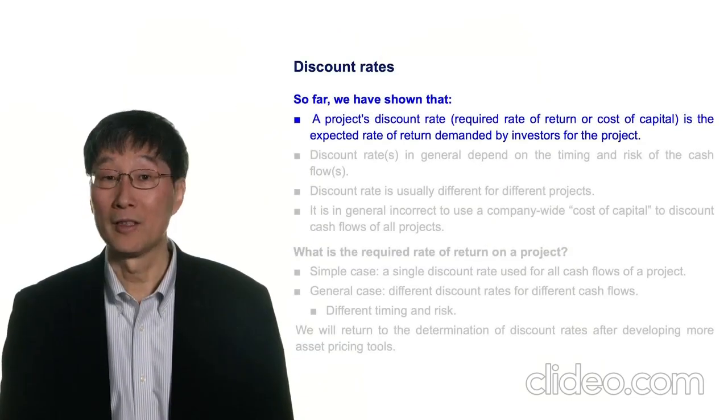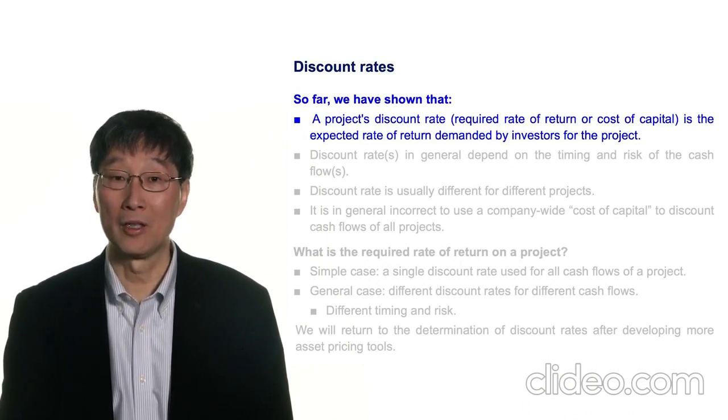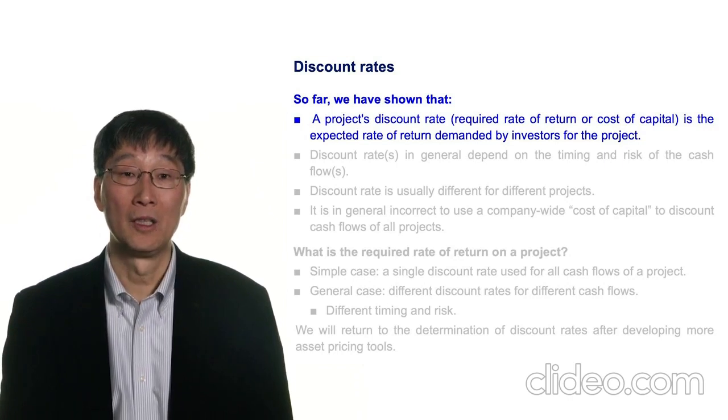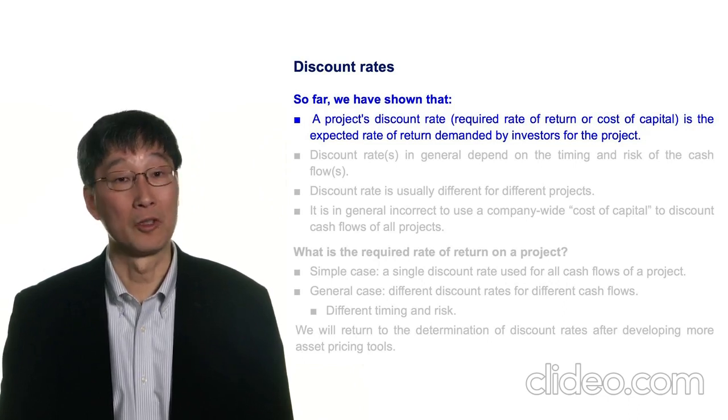Given a project's cash flow forecasts, all we need are the corresponding discount rates to compute the NPV. For the discount rates, we have learned the following. First, a project's discount rate, which is also called the required rate of return or the cost of capital, is the expected rate of return demanded by investors in the market for the project and for similar traded assets.